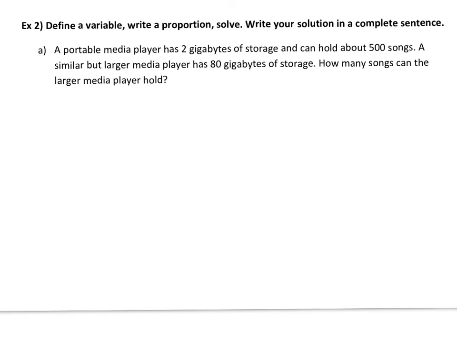Okay, so the directions are to define a variable, write a proportion, and solve it, and then of course we're going to write a complete sentence. A portable media player has 2 gigabytes of storage and can hold about 500 songs. A similar but larger media player has 80 gigabytes of storage. How many songs can the media player hold? All right, so we're going to be looking for how many songs. So that's going to be us defining our variable there. So I'm going to zoom in. So x equals number of songs.